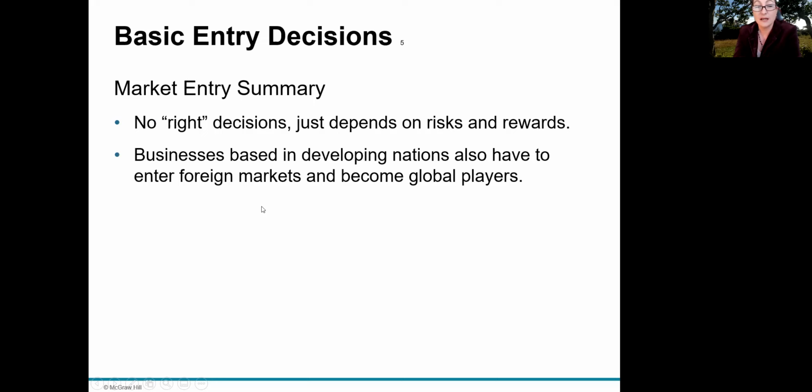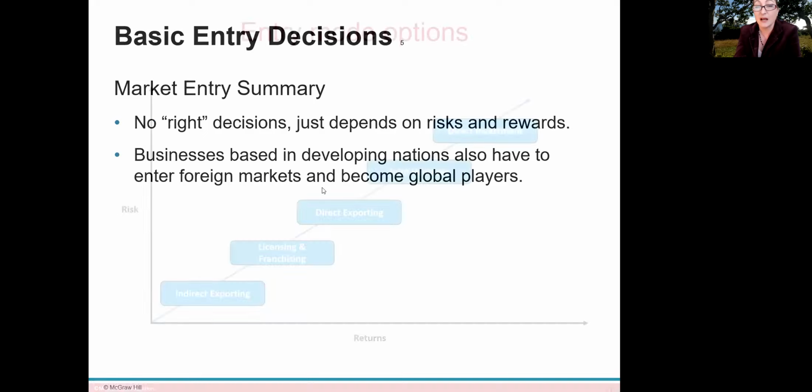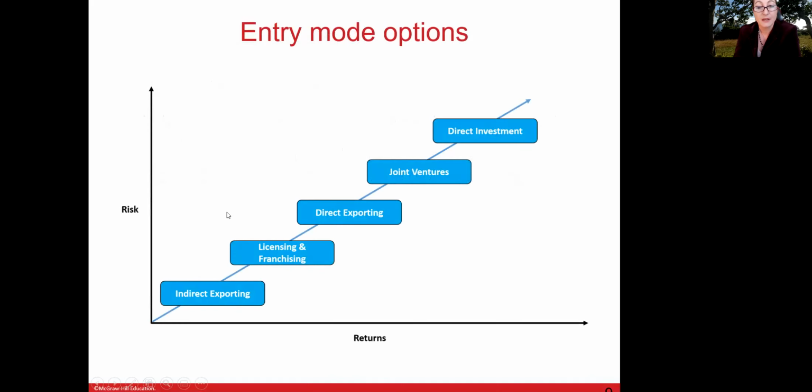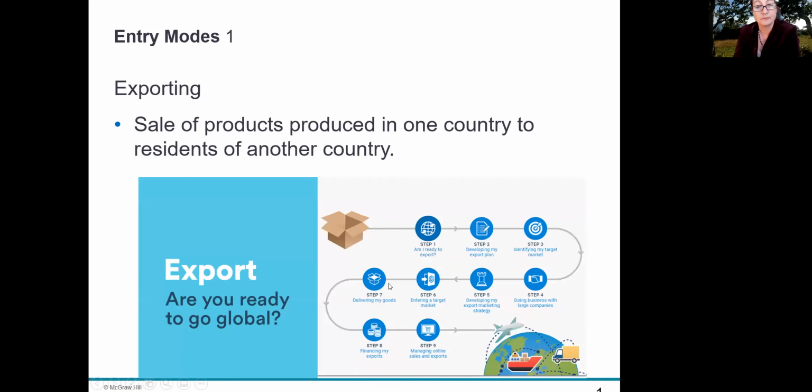So in summary, we can say that there's no right decisions. It depends on the risks and rewards. And businesses based in developing nations also have to enter foreign markets if they seek to become global players. All right, so this graphic is showing us that when the level of investment and commitment increases, you're probably looking at increased risk, but potentially also increased returns.